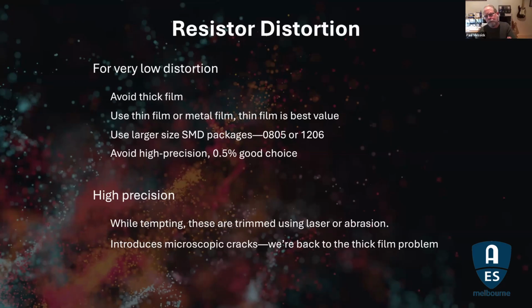So what you'll see in pro audio for resistors tend to be thin film, 0.5%. I tend to use 0805. I don't see a lot of difference between that or a 1206 size. But if you're extra paranoid, you might use the bigger part.